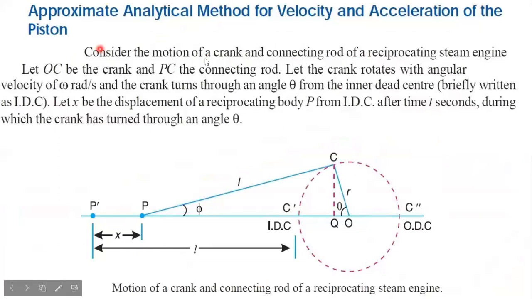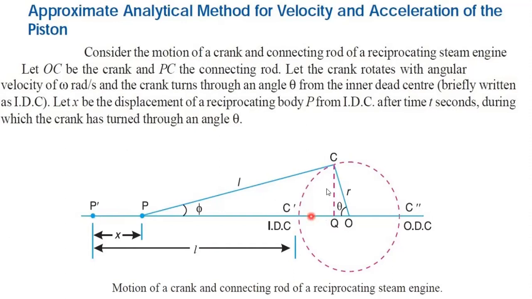Let us consider the motion of the crank and the connecting rod of the reciprocating IC engine. OC will be representing the crank and PC will be representing the connecting rod. Just imagine the crank is rotating with an angle theta. If the crank is at 0 degree, it will be at the inner dead center, and the connecting rod will be at the point P dash. So this point P will be at the P dash initially when the crank is at 0 degree.